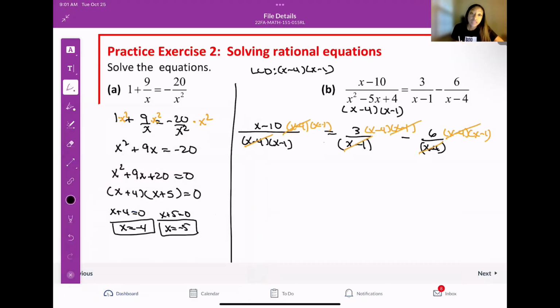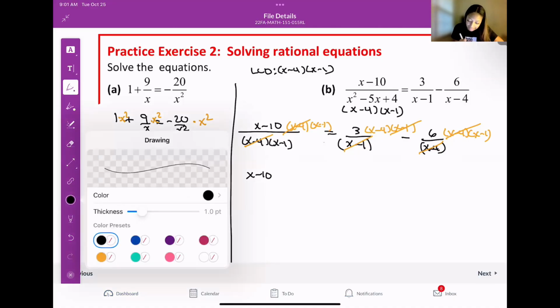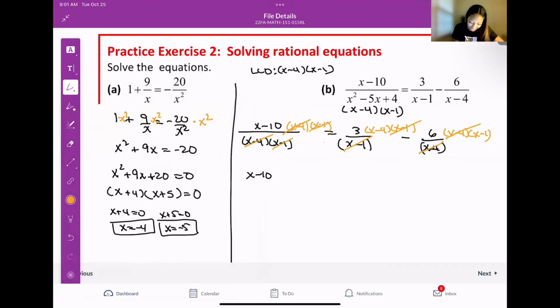And we are left with, okay, from this first expression on the left-hand side, we're left with the x minus 10 in the numerator. And that's it. Sorry, I forgot to cancel one thing. The x minus 1s also cancel out. So we're left with x minus 10 that equals 3 times (x minus 4) minus 6 times (x minus 1).